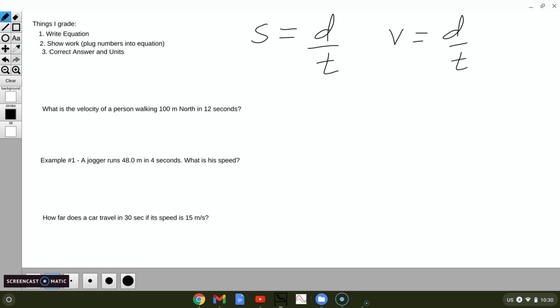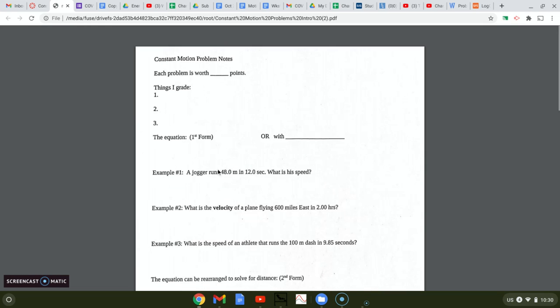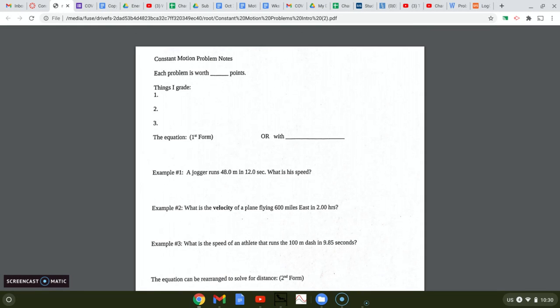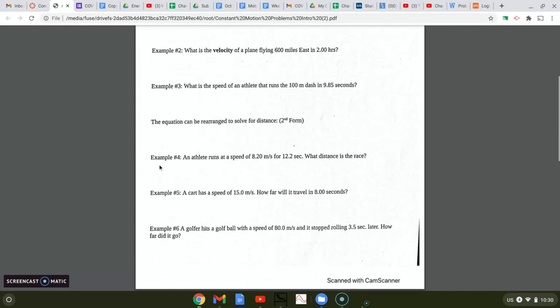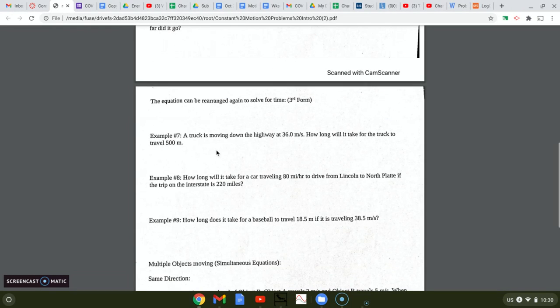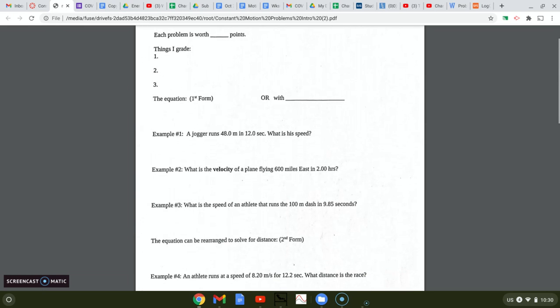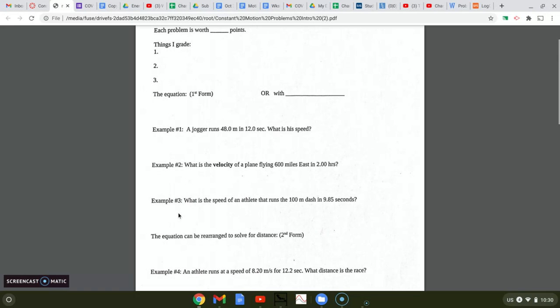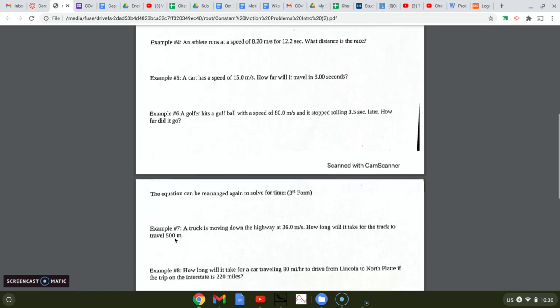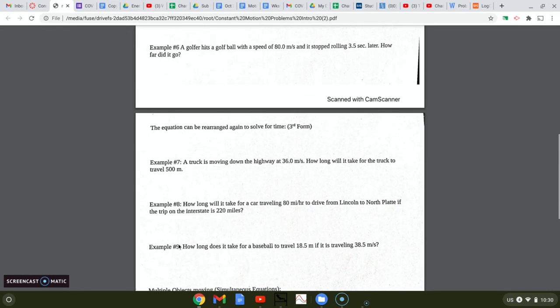Now, what you're going to be doing is working through this worksheet right here, and this is going to be your assignment. As I go through this video, I'm going to do example number 1, example number 4, and example number 7 off of your homework. You will then need to do number 2 and number 3, number 5 and number 6, and then also number 8 and number 9.